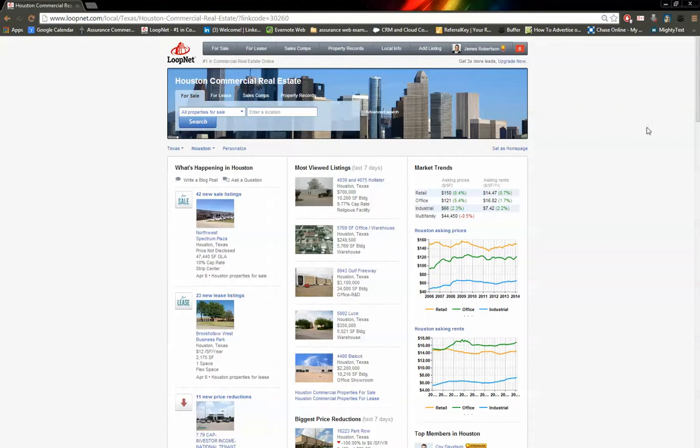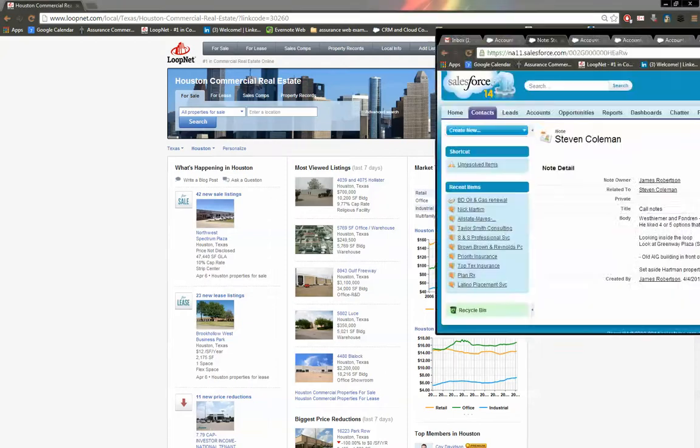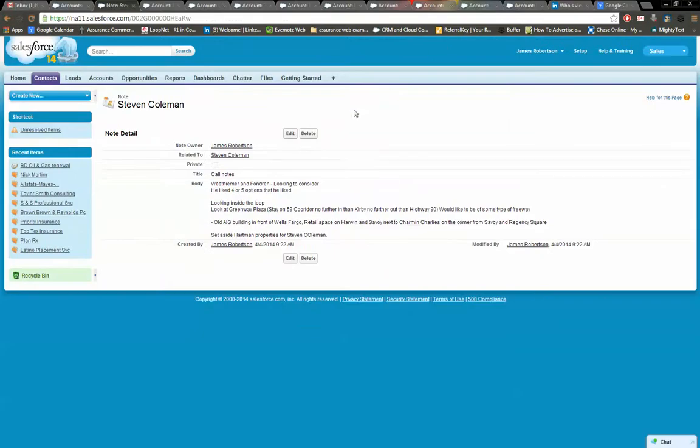So let's go ahead and look at a real live scenario. I have my notes from our Salesforce that we use. This gentleman here is looking for about 5,000 square feet, and I sent him a report. During the conversation, I took notes on the call. And he said, look, I'm looking inside the loop. I'm looking at Greenway Plaza. So on the 59 corridor, no further than Kirby, no further out than Highway 90. And he'd like to have some type of freeway access. And he named some buildings that he likes.